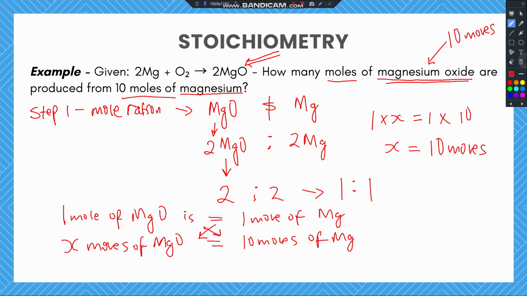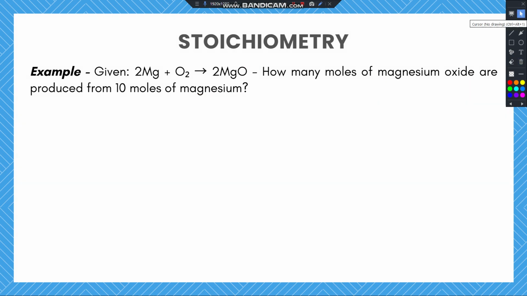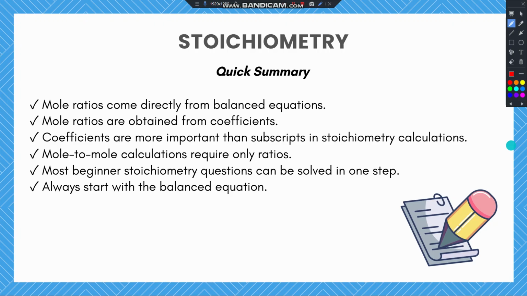That's how the mole ratio can be applied to questions that involve the mole to mole calculation. So the summary of all we've been saying since the commencement of this video can be capped down to this. Mole ratios come directly from balanced equations. Mole ratios are obtained from the coefficients. The coefficients are very, very important in obtaining the answer for mole to mole calculations. Mole to mole calculations only require the ratios, and then most beginner stoichiometry questions can be solved in one step.